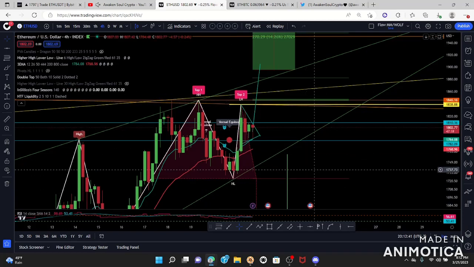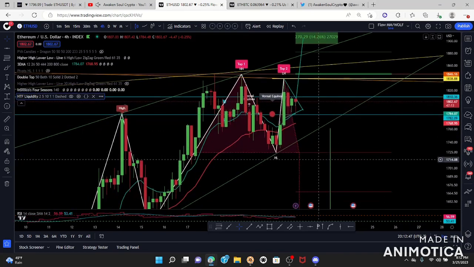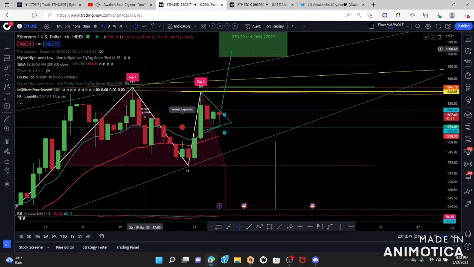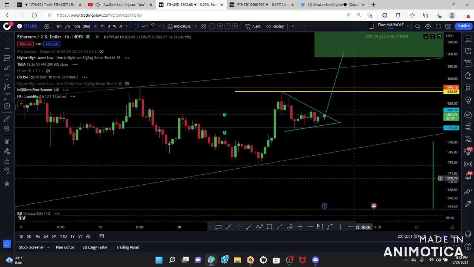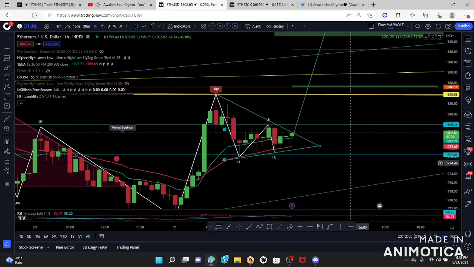So look at everything. Look at BTC too. What is BTC doing? This is just Ethereum. But set your charts right. Take your time and enter that good trade of yours. Just one good trade a day makes the day.